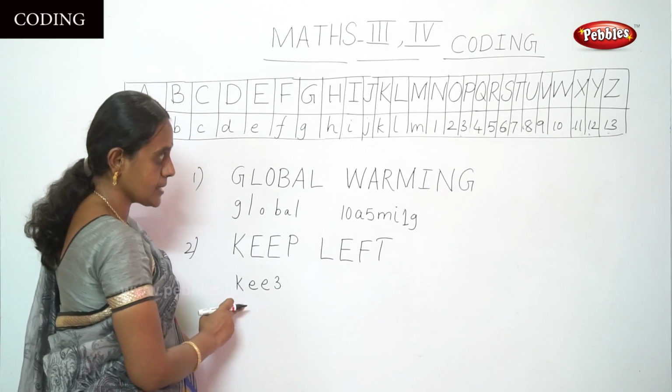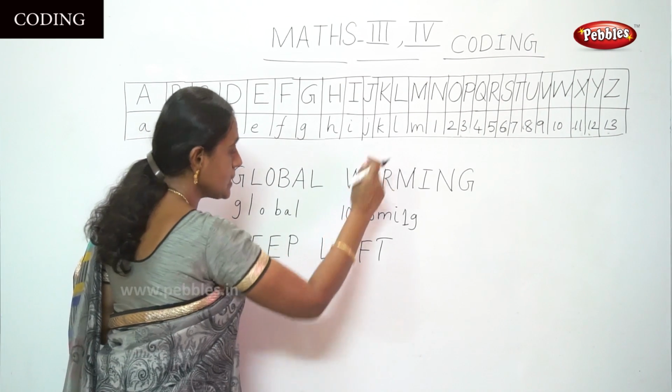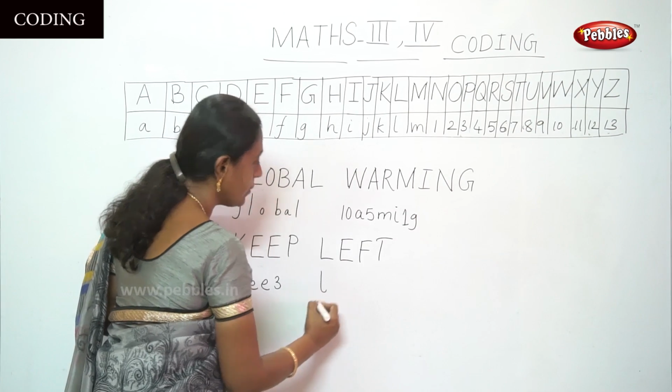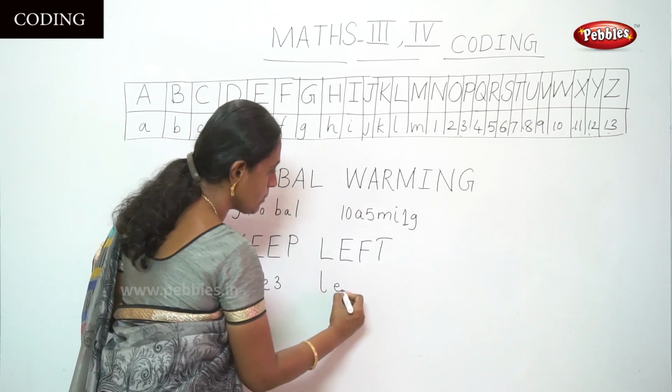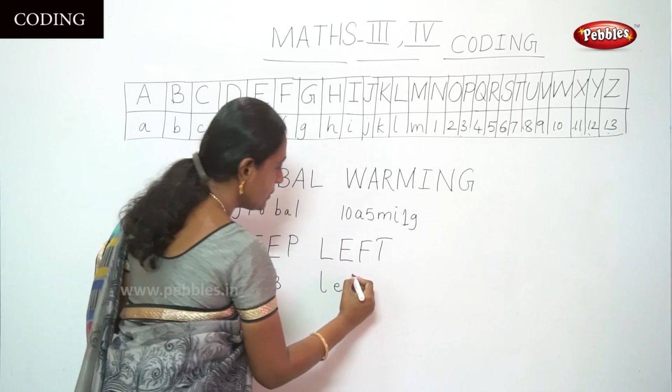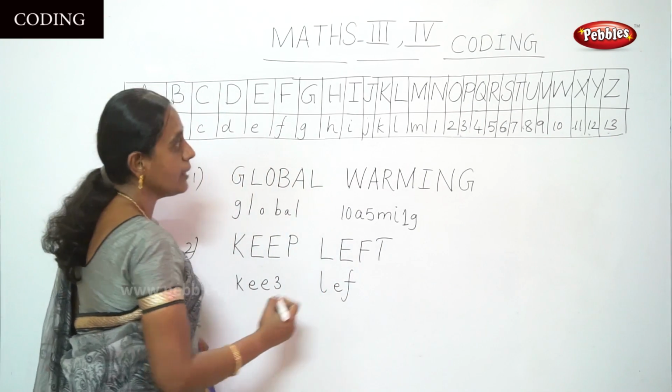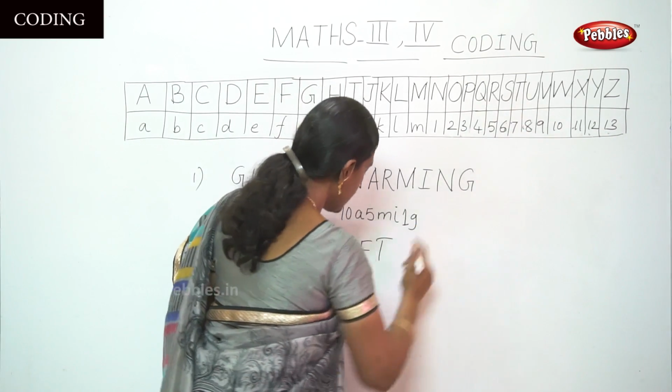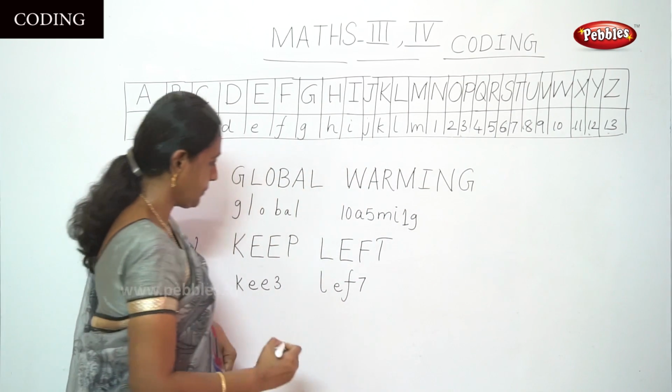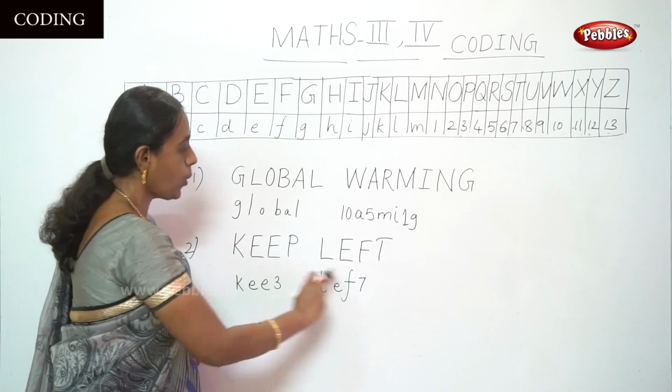Do you understand this? And for L, small l. For E, small e. And for F, small f. And for T, the number is 7. So this is a coding word.